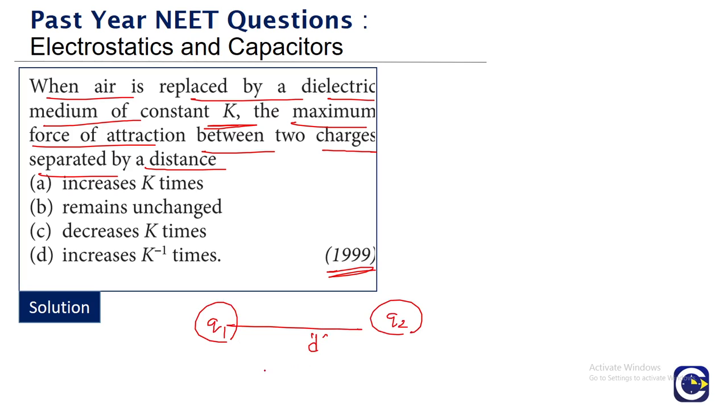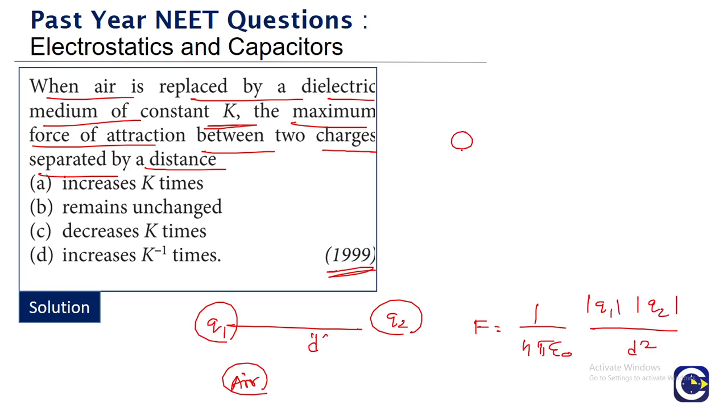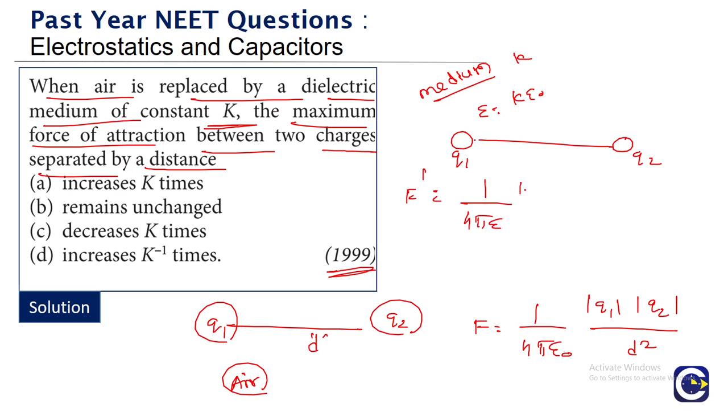Now here the medium is air. The force between them is 1 by 4 pi epsilon naught, modulus of Q1 into modulus of Q2 by D square. If instead of keeping the charges in air, we take the charges to another medium whose dielectric constant is K, then for this medium the permittivity value will be K times epsilon naught. The force in this case, F dash, will be 1 by 4 pi epsilon, modulus of Q1 into modulus of Q2 by D square.